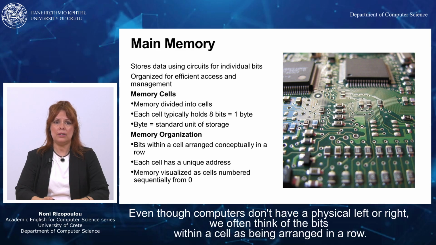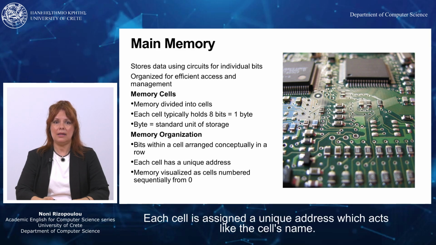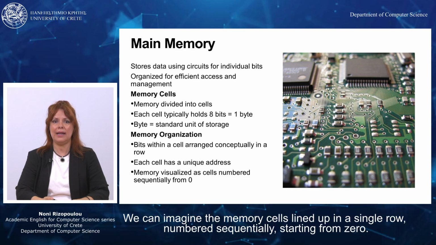Even though computers don't have a physical left or right, we often think of the bits within a cell as being arranged in a row. Each cell is assigned a unique address which acts like the cell's name. We can imagine the memory cells lined up in a single row, numbered sequentially starting from 0.